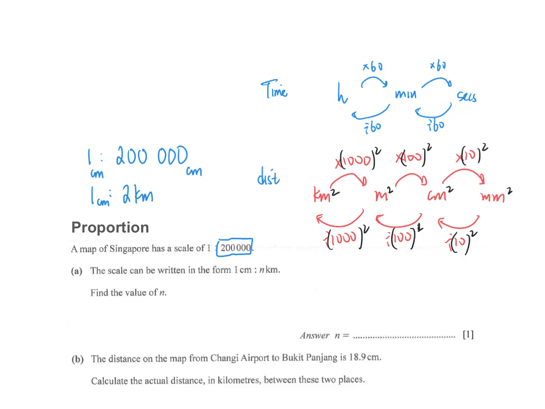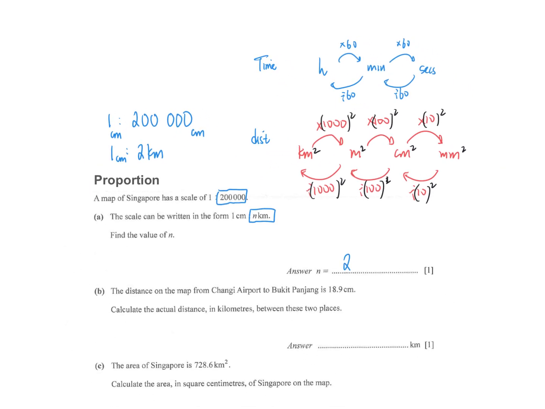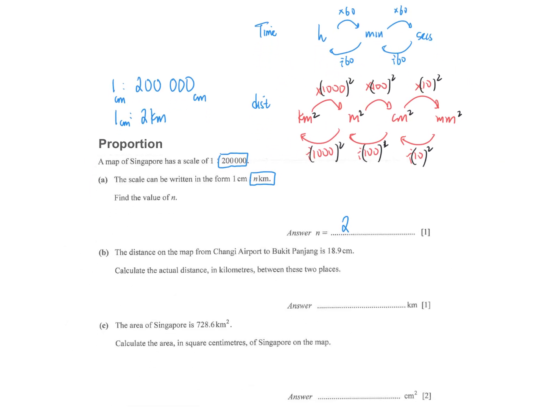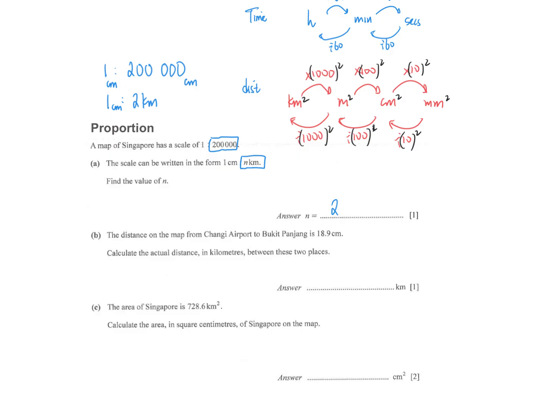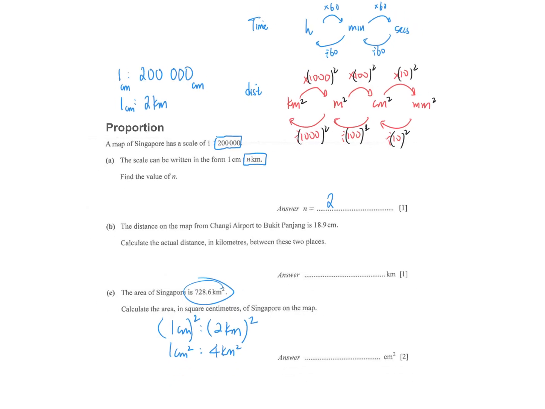So the answer here is 2 kilometer. That's all. Finding distance, no problem. The only thing that I worry is you all forget to square your scale. 1 cm is 2 kilometer. So if you square the scale, 1 cm square is 4 kilometer square. Then you start doing this. So area must square the scale. Normal distance is just using the scale directly. So this one just map scale.